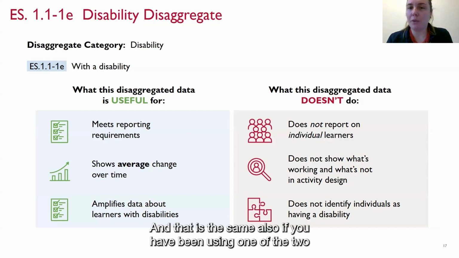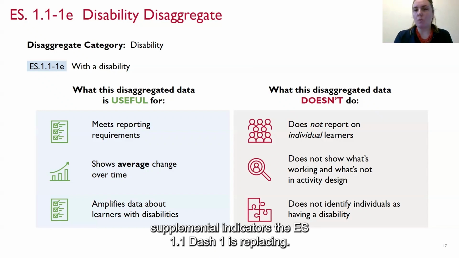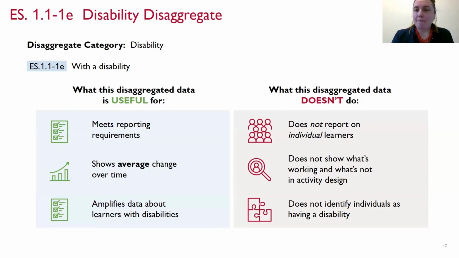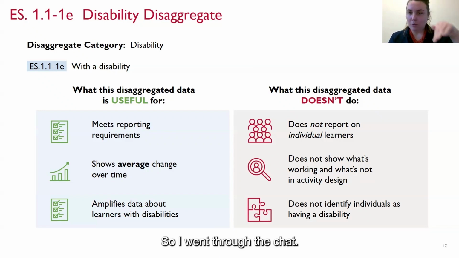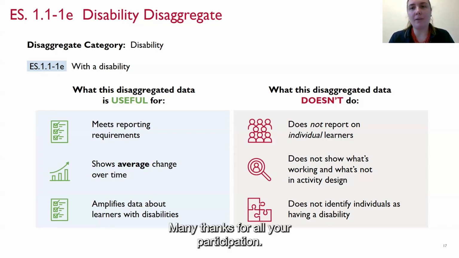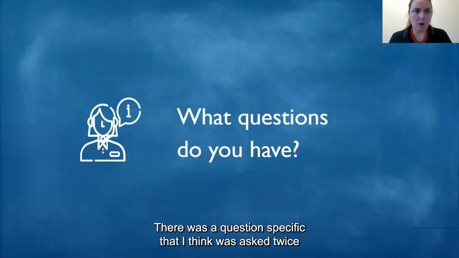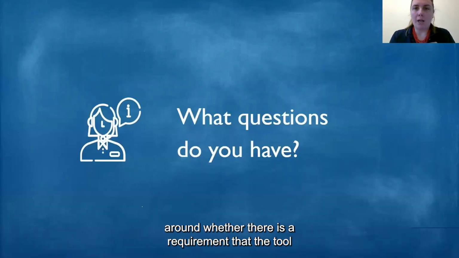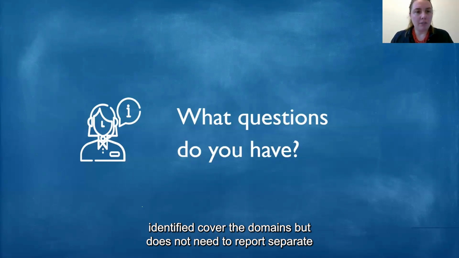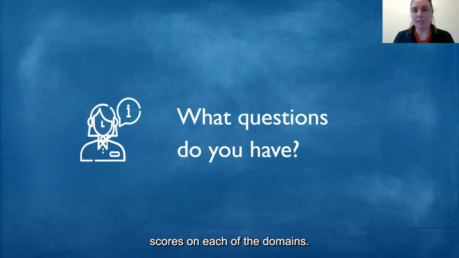That is the same also if you have been using one of the 2 supplemental indicators that ES 1.1-1 is replacing. So I went through the chat. Many thanks for all your participation. There was a question, I think asked twice, around whether there is a requirement that the tool identified cover the domains, but does not need to report separate scores on each of the domains.